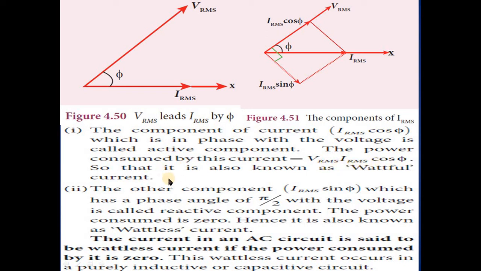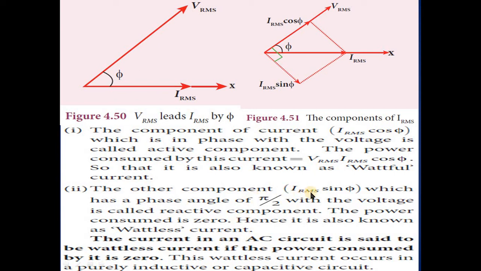So it is also known as wattful current. The second one is the other component, Irms sin phi, which has a phase angle of pi by 2 with the voltage, and is called the reactive component. Here this is the active component, this is the reactive component. The power consumed is 0, hence it is also known as wattless current.